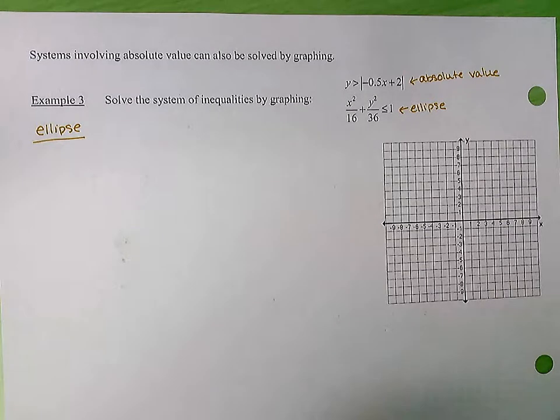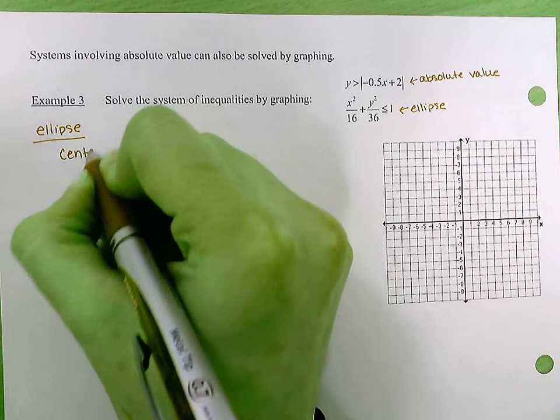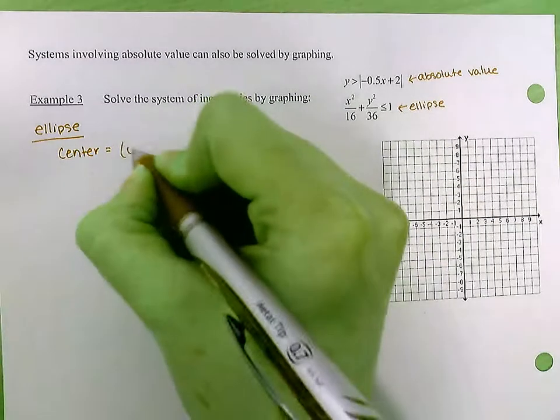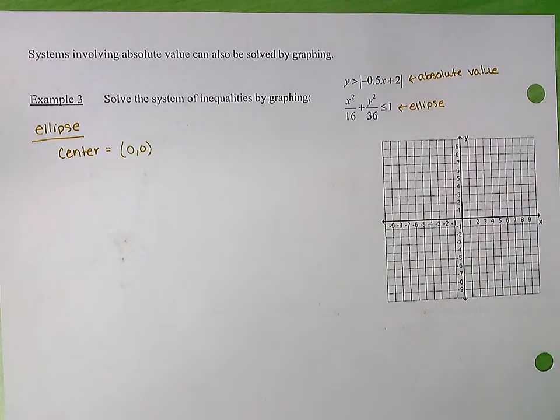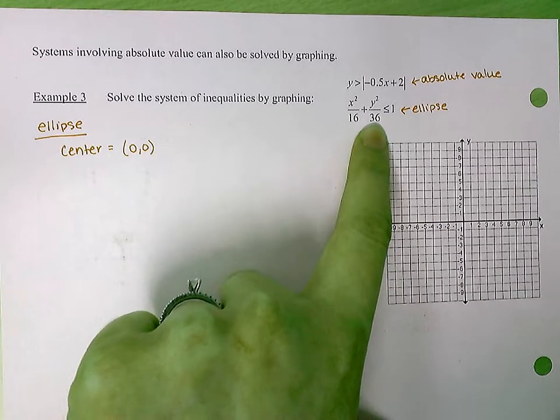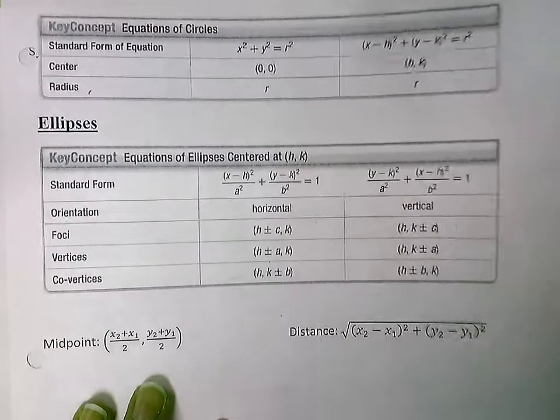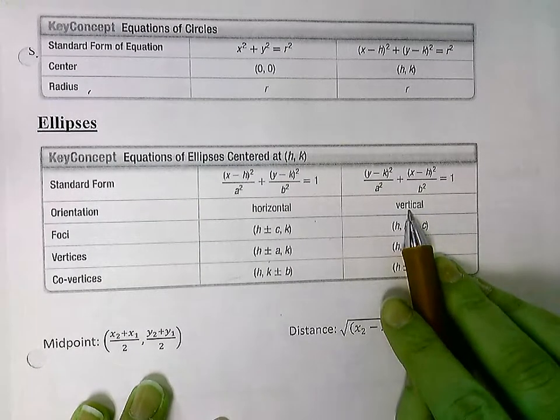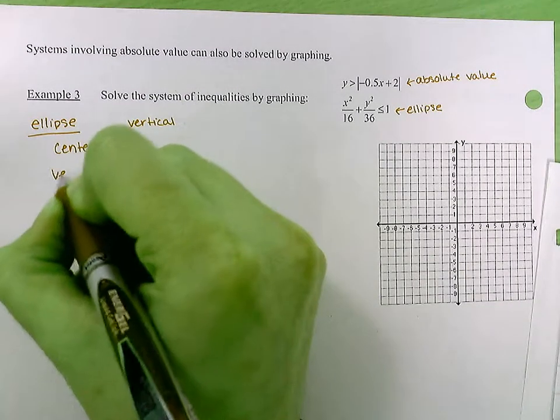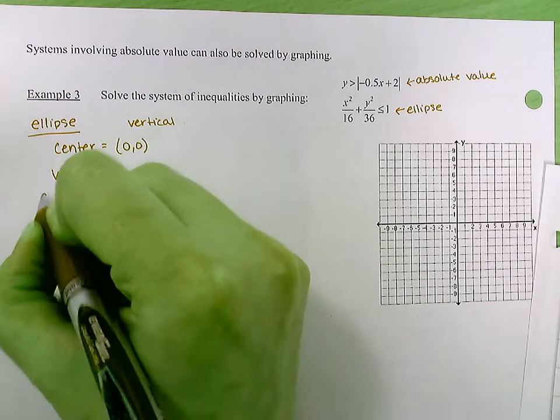For an ellipse, you need the center point. What's the center point given that equation? 0, 0. For an ellipse, we need to decide whether it's vertical or horizontal. Well, if my a squared value is my greater one, if that's under y, a squared under y, that's vertical. So this is a vertical ellipse. And we need to find the vertices and the co-vertices.